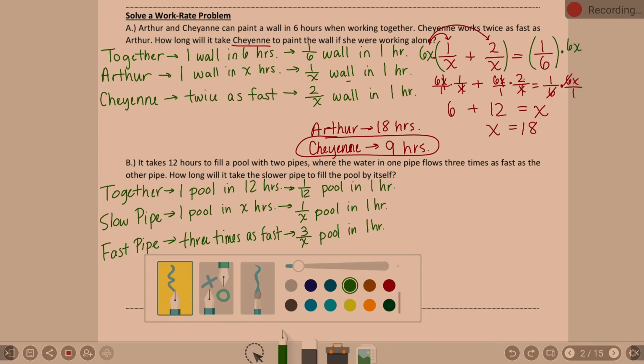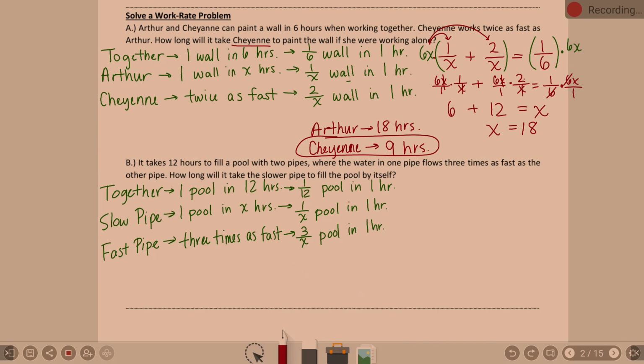You could. I'm just trying to get the information written down, okay? And basically I'm just trying to take a moment, dissect the problem. What do we know? Because now I'm ready to write the equation. We have a slow pipe, we have a fast pipe, and we have what they do together. So, the slow pipe plus the fast pipe equals what they do together. So 1 over X plus 3 over X equals 1 over 12.